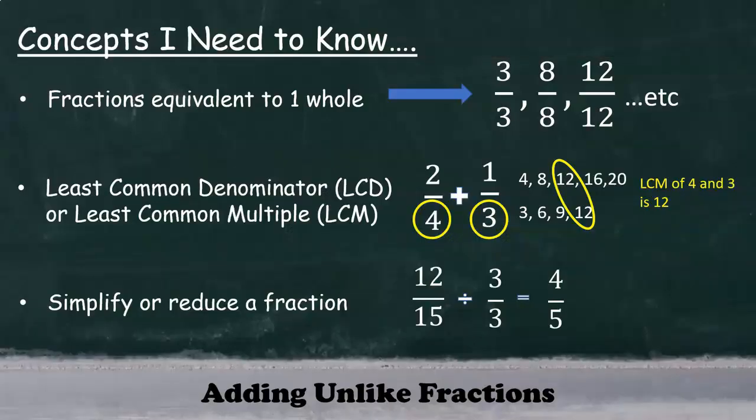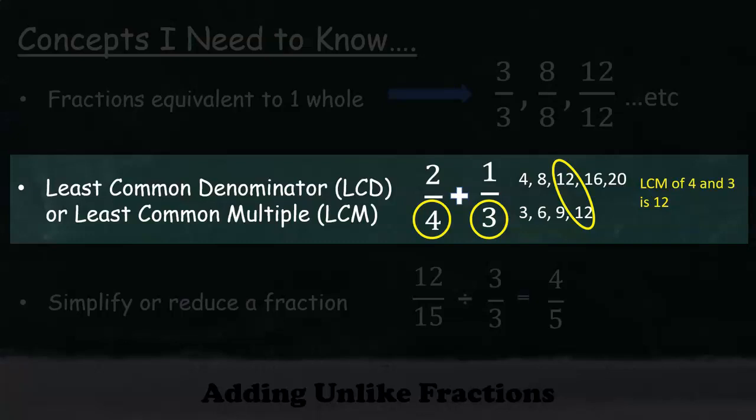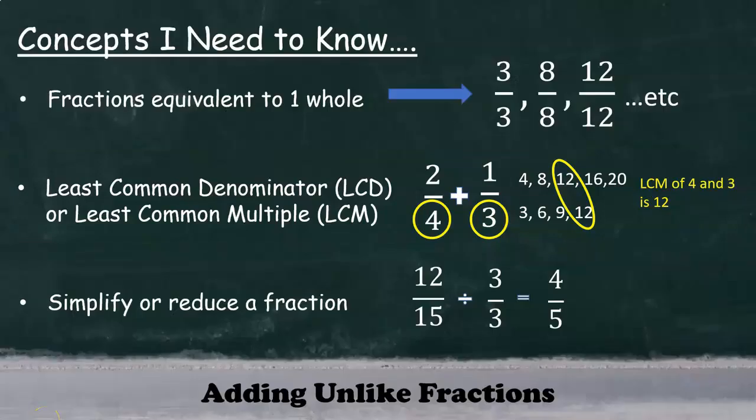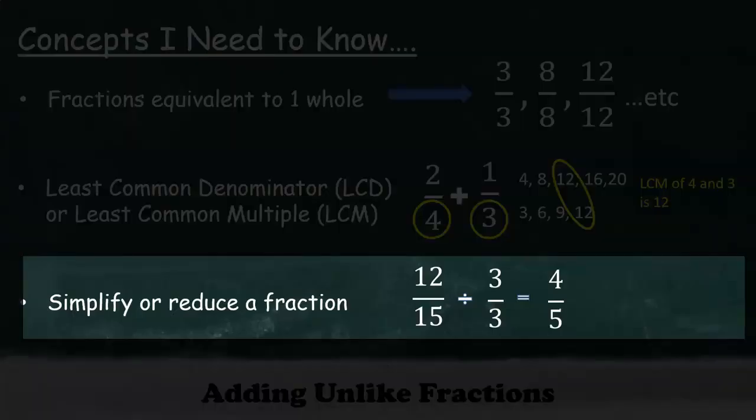They must also know how to find the least common denominator, or in other words, the least common multiple, as shown here. Understanding this concept is especially important because students must be taught that in order to add fractions, the denominators must be the same. So knowing how to find the LCD, or least common denominator, is a must. And they must know how to simplify or reduce a fraction.